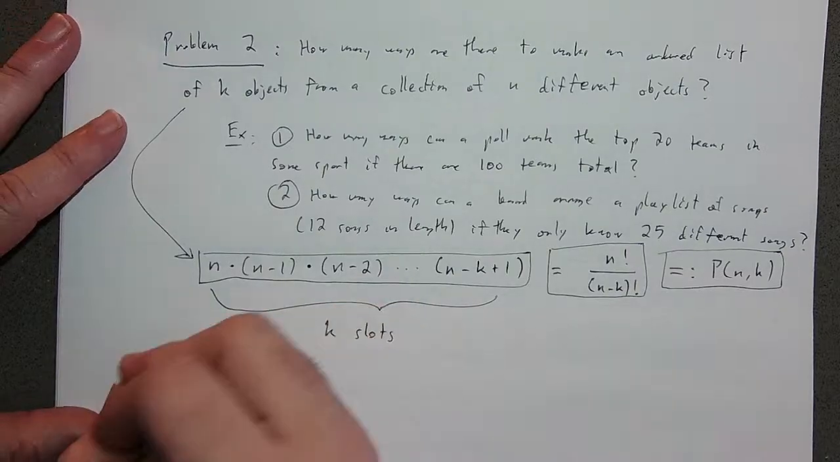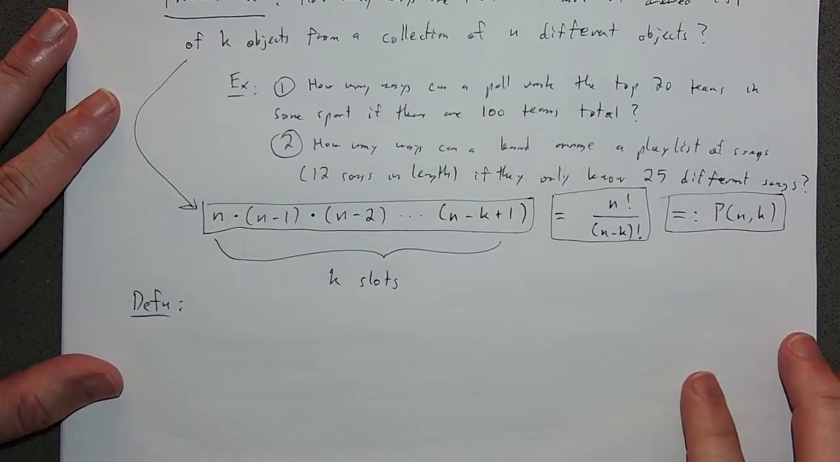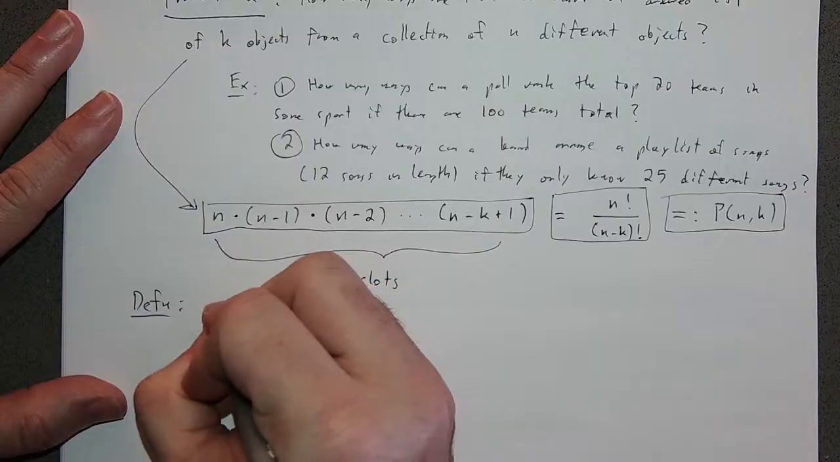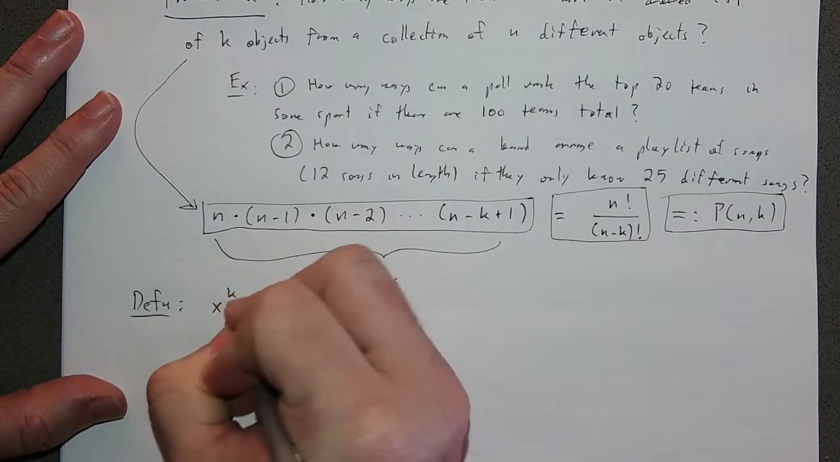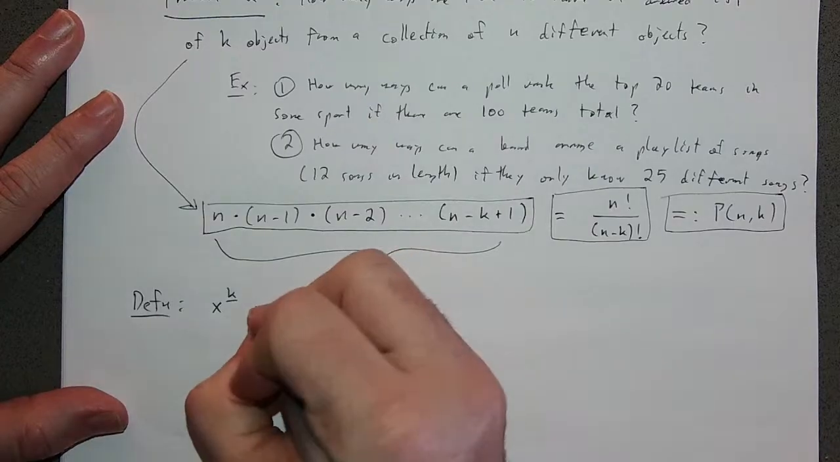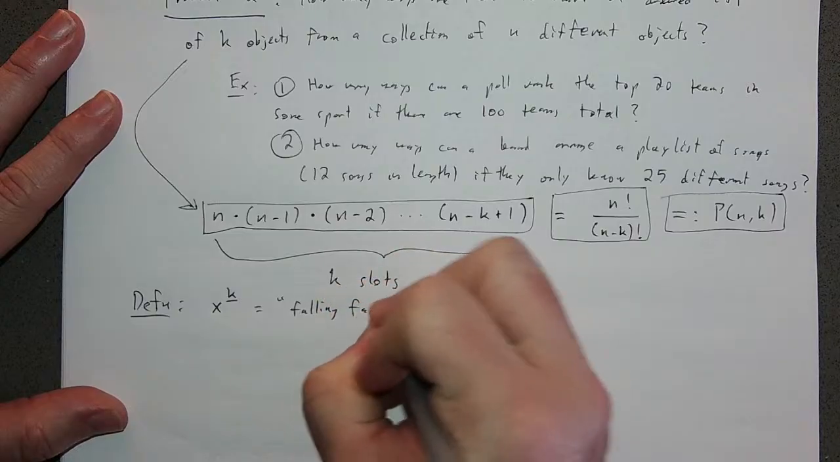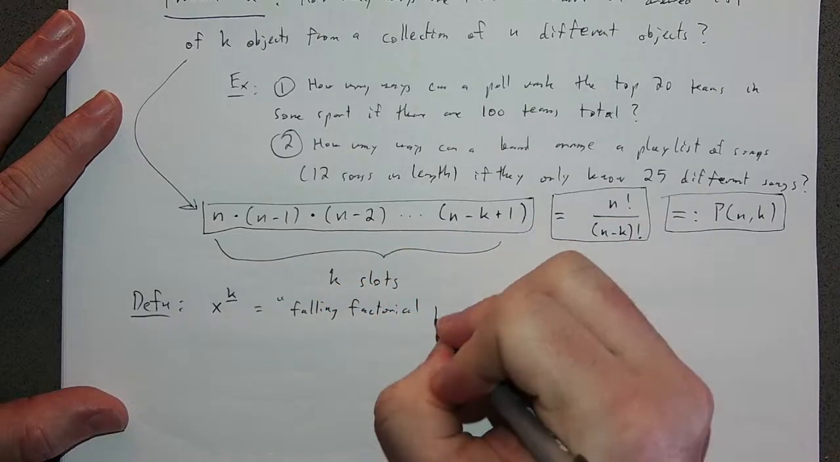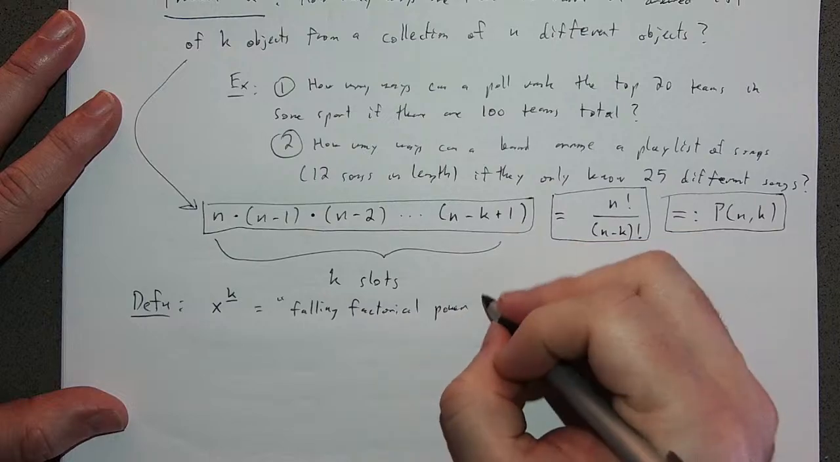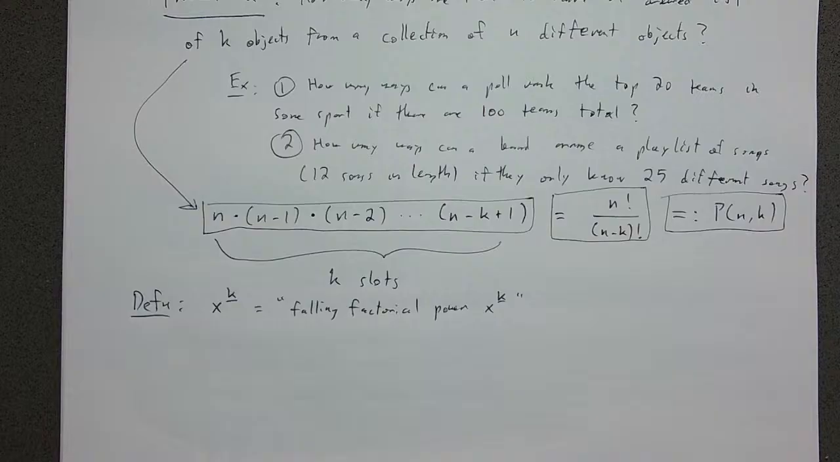So here's a couple definitions. We are going to define x to the k falling, is what we are going to call this. This is the falling factorial power, x to the k falling. That's how I read that. Okay, this is the falling factorial power.